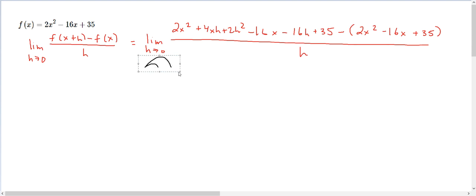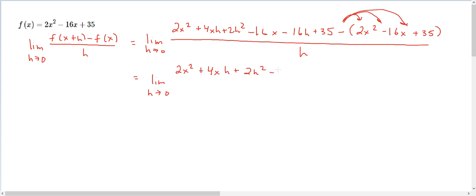So now that we have this limit, it looks pretty complicated, but we're going to try to simplify this out and cancel some terms. So the first thing I'm going to do is distribute this minus to all of these numbers over there. So I'll be left with the limit as h approaches 0 of 2x squared plus 4xh plus 2h squared minus 16x minus 16h plus 35.